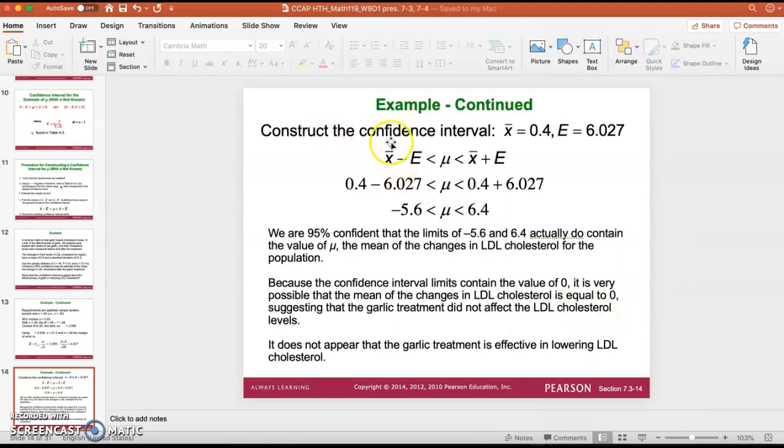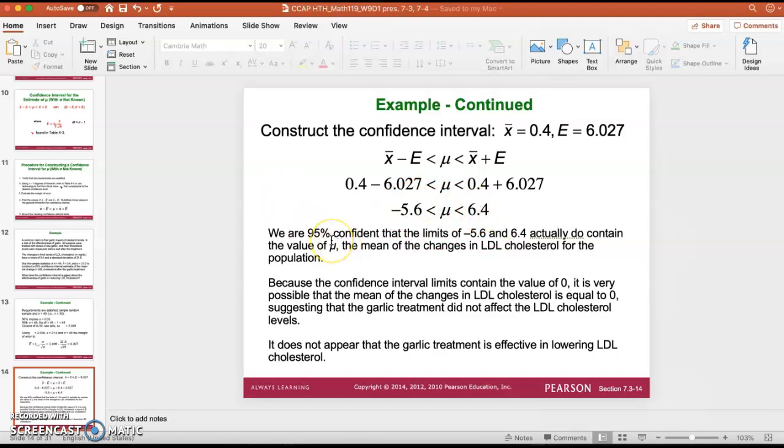Now we just construct that confidence interval with x bar being 0.4, and margin of error is 6.027. So plugging all that in, we get 0.4 minus 6.027. That comes out to negative 5.6. Then 0.4 plus 6.027 comes out to 6.4. So our confidence interval is between negative 5.6 and 6.4.